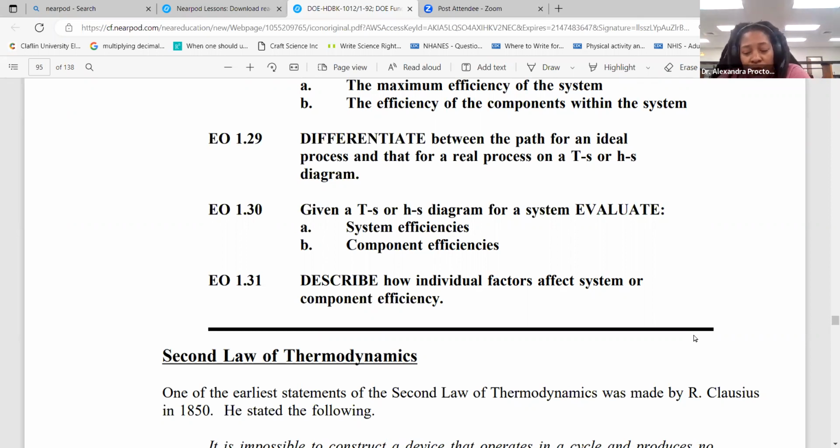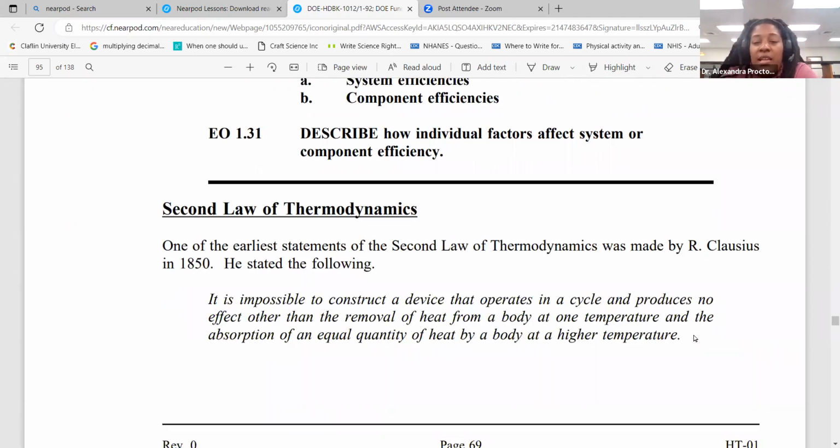So one of the earliest statements for the second law of thermodynamics was made by Clausius in 1850. Clausius has some very interesting equations. Of course, he does use calculus to come to some of his conclusions. But he stated the following: that it's impossible to construct a device that operates in a cycle and produces no effect other than the removal of heat from a body at one temperature and absorption of an equal quantity of heat by a body at a higher temperature.